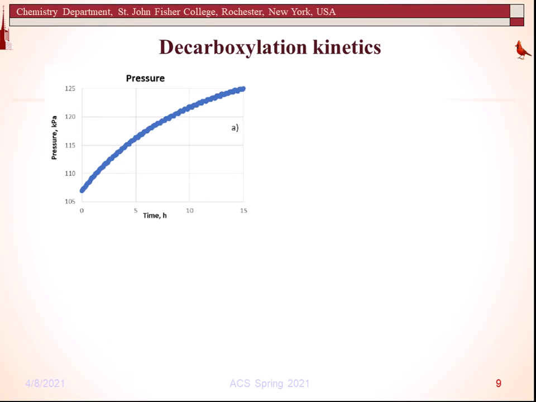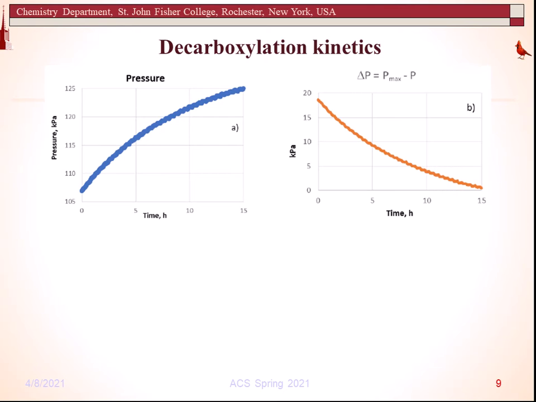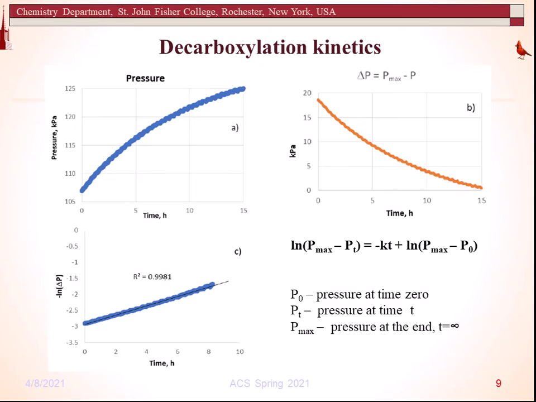The rate of decarboxylation in solution and on surface of metal oxide was found by monitoring pressure in a sealed flask. An example of the original data is shown here. Delta P is defined as the difference between the maximum pressure at the end of the experiment and the current pressure. A linear dependence of the ln delta P on time indicates first order reaction observed for all decarboxylation experiments, both in solution and on surface of metal oxides.